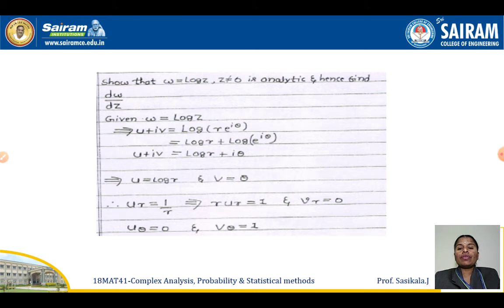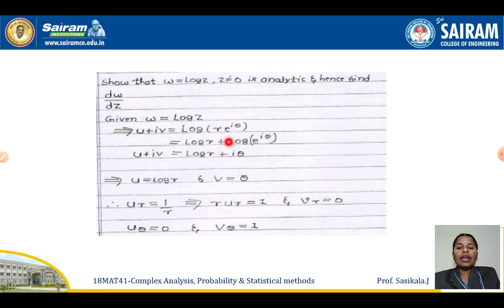Okay. So we'll go with one more example which is: show that w is equal to log z, z is not equal to 0, is analytic and hence find dw by dz. So what is given? w is equal to log z, and as usual, how can we do it here? I have chosen the polar form. Why? Because if you replace it in terms of x plus iy, we can't make it into real and imaginary parts. For that reason I should choose the polar form here. So we go ahead with the polar form here.